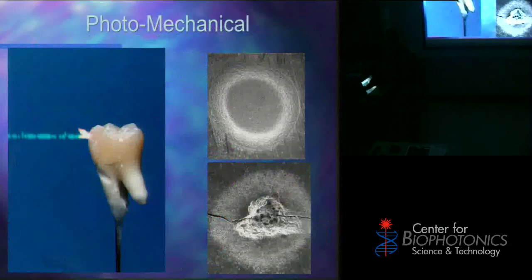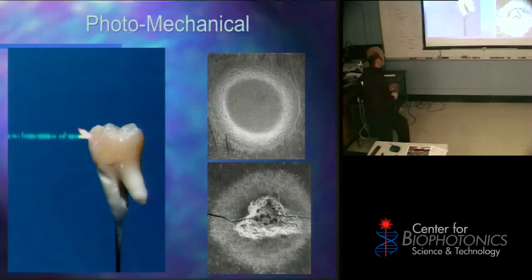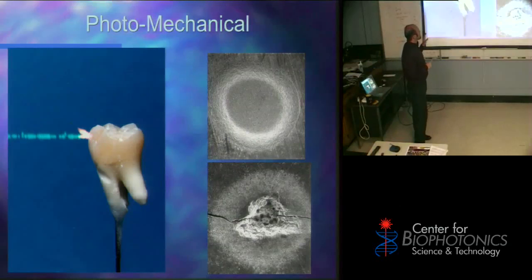Okay? Now, I can also use photomechanical. So in this case, I can use a laser to remove stains on a tooth. Okay? But if I use too much power, this is what happens. I crack the enamel. Okay? So this is where it's very important to deposit the right amount of power over the right amount of time, and it's going to depend on the surface. You can get this nice kind of mark like this, or you can get this. Okay? That's all just depending on the amount of power delivered.